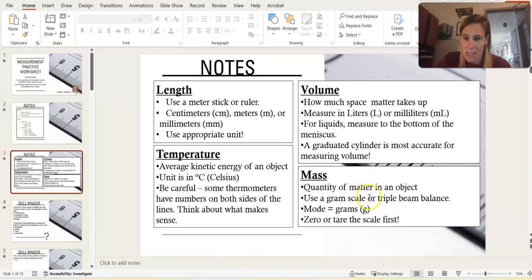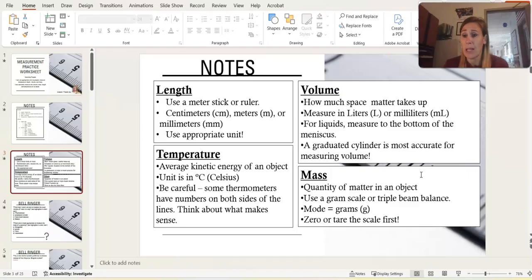Okay, down here, mass is the quantity of matter in an object. You're going to use a gram scale or a triple beam balance. You will get some practice with both. We're not going to use the triple beam balance a ton in class, but you will mainly use an electronic gram scale. We're always going to make sure we're measuring in grams. So if we're using the electronic scale, make sure that it has a little g on the screen. If it says OZ or LB, those are the wrong units. So make sure you hit mode until it changes.